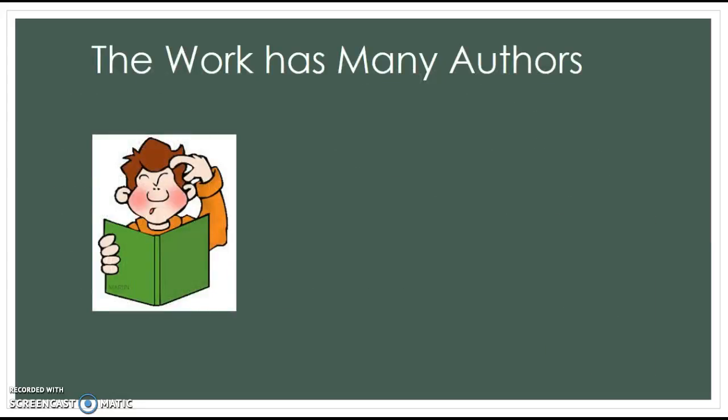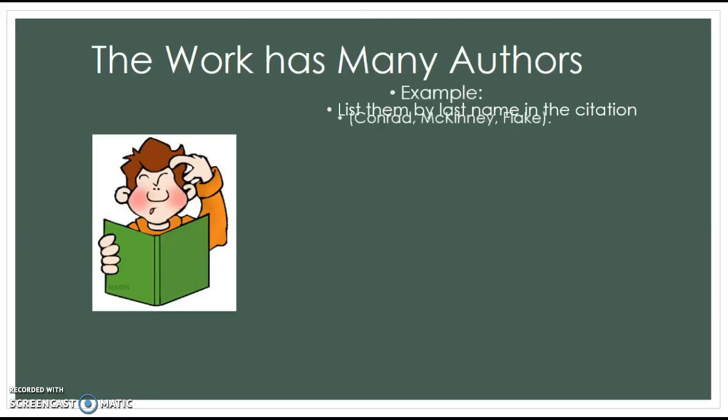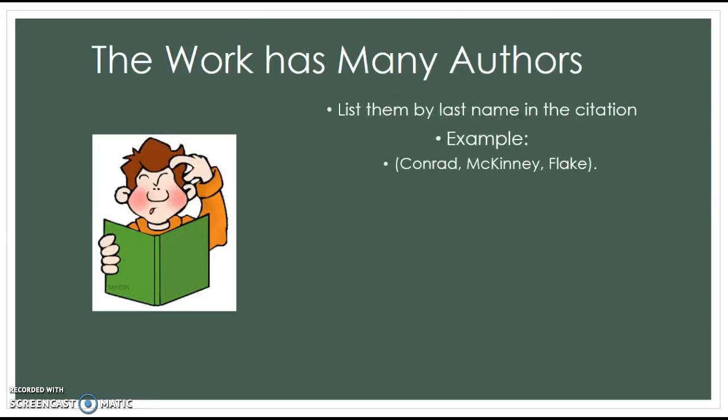Now, if the work has many authors, you list them by last name in the citation. An example of this would be Conrad, McKinney, Flake. And now the period would be outside of those parentheses. Notice that there are no first names. These are all last names. You see this a lot throughout the list, and you'll see more examples coming in future slides.